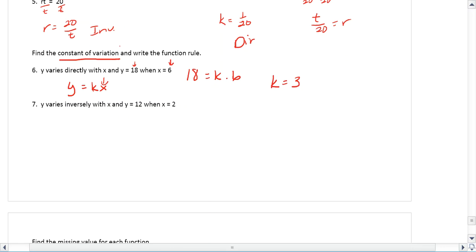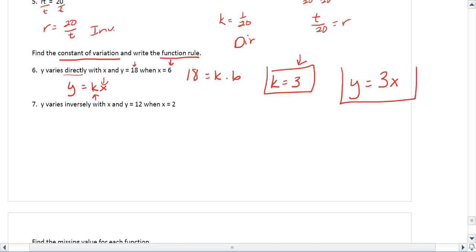But now we're only halfway done. Now they want us to write the function rule. So we take our k and we put it in here. Now a function rule is an equation. It has an x and a y in it. So keep the x and y. Okay, this is our first answer. Keep the x and y and just put in the 3 to stand for this particular direct proportion using this k, and now this is the function rule.